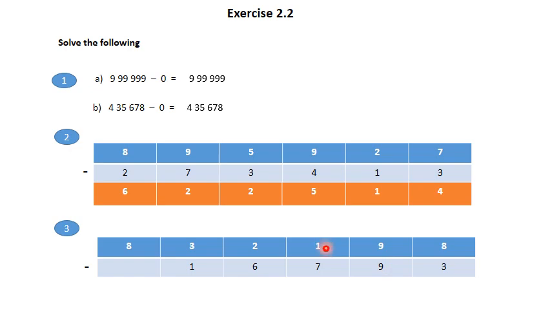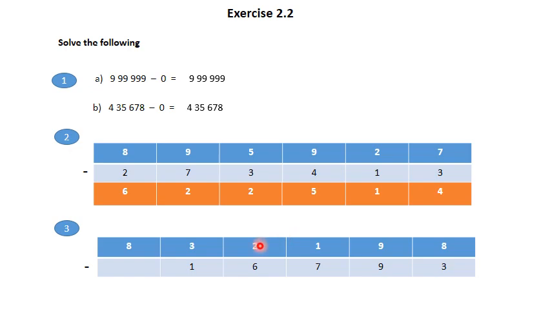Okay student. Can we do 1 minus 7? No. We cannot do 1 minus 7, because 1 is a smaller number. From 1 we cannot cut 7. So in such case what we'll do? We will borrow from the next column, which is the higher column.